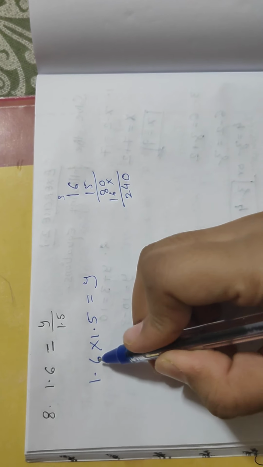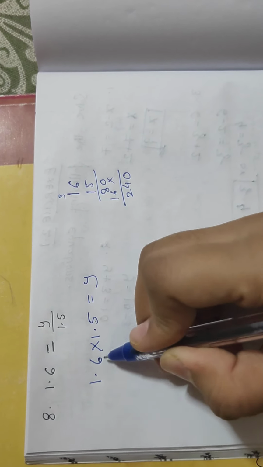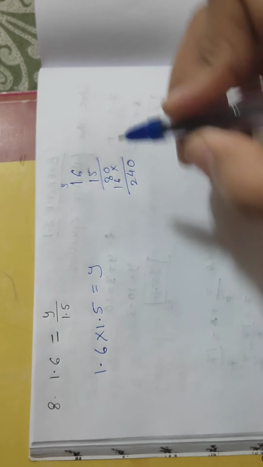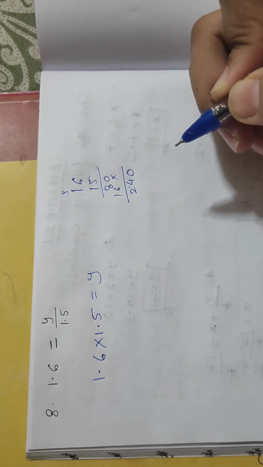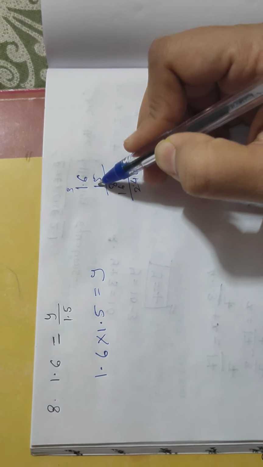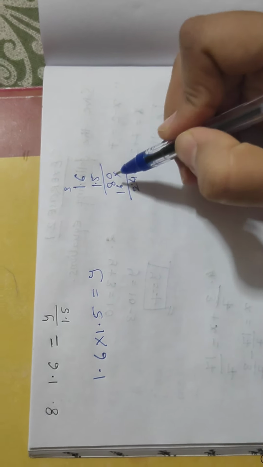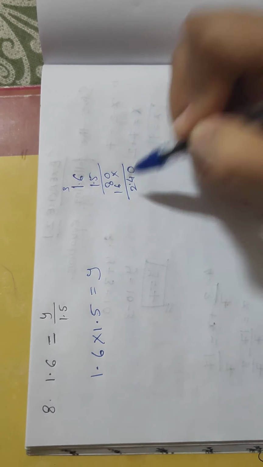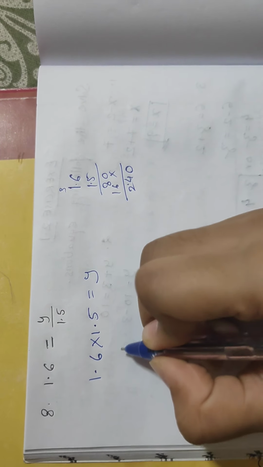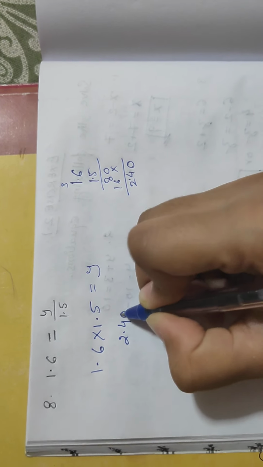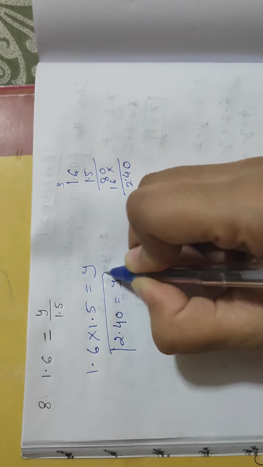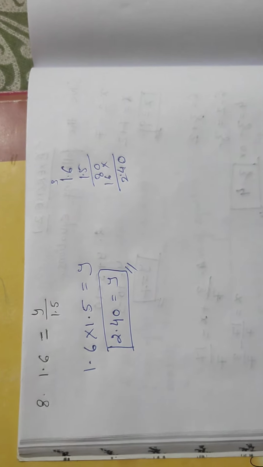240. Now as there are two decimals, after two decimals there are two digits, so we have to keep two digits here and then we have to put the decimal sign over here, because it was 1.6 into 1.5. So we have to leave these two digits and then put the decimal. So it will be 2.4, or you can write 2.40. So this is our solution of question number 8.